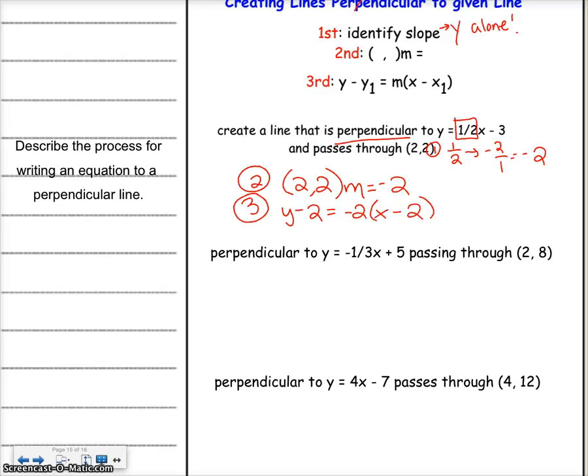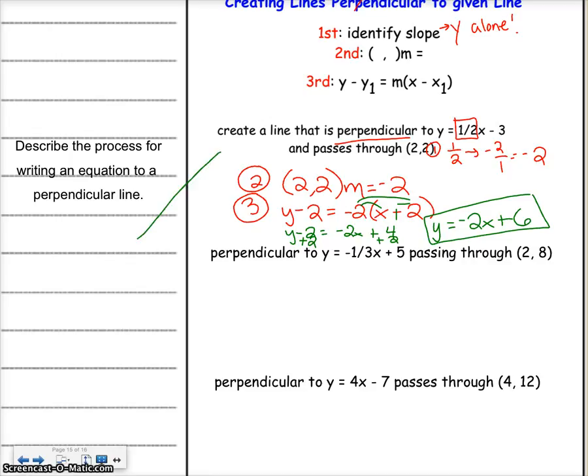I'm going to now turn this into slope intercept, so I'm going to distribute my negative 2. y minus 2 equals negative 2x plus a positive 4. Negative 2 and negative 2 is a positive 4. Plus 2 to both sides to get y alone, and you get y equals negative 2x plus 6 as the equation of your perpendicular line. And reminder, that means that these two lines intersect at a 90-degree angle.